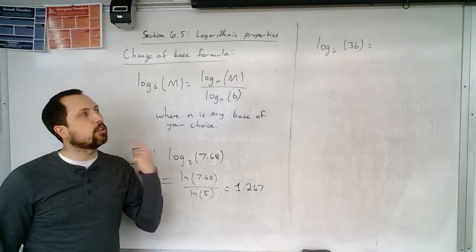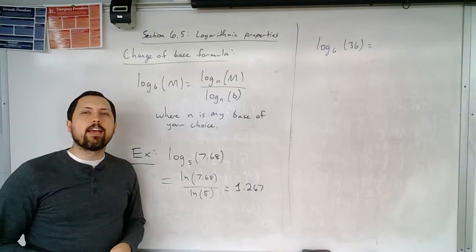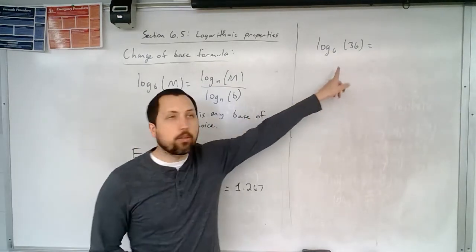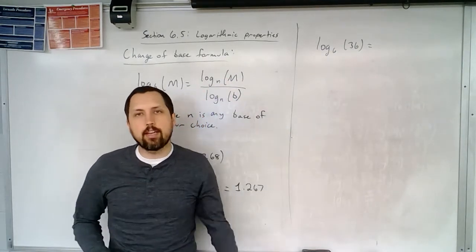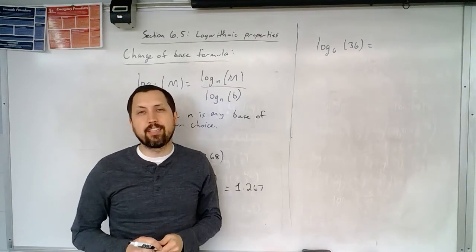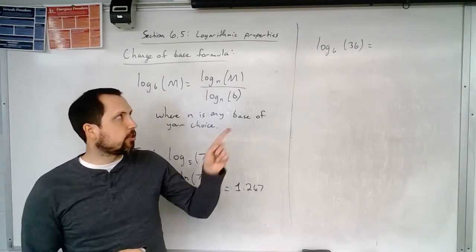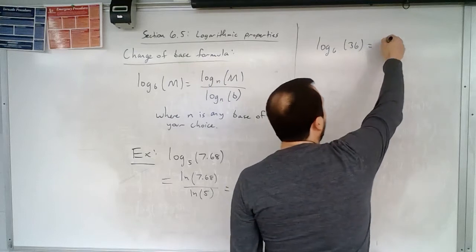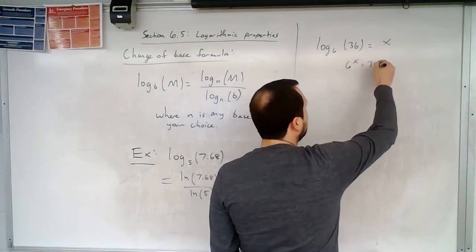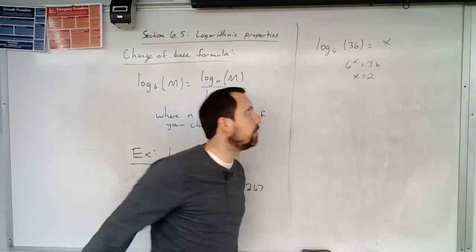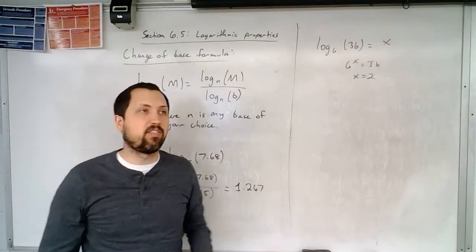Now this one over here, log base 6 of 36. You could approach this the same way that you did a little bit ago by changing this into exponential form. Just a brief recall, call this x. You'd have 6 to the x is equal to 36, so x is equal to 2. You could do this, that's fine.